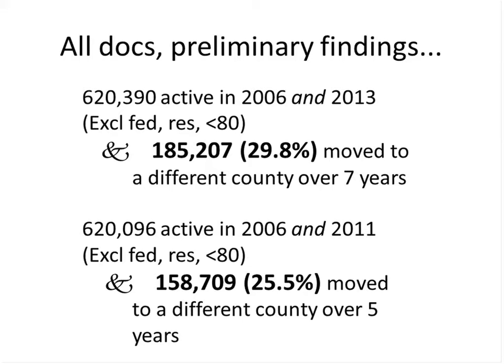Now, this is the summary of findings on movement overall. In the years 2006 to 2013, we looked at 620,390 active physicians, that is, they're listed as active in the file, and we excluded federal physicians, those with federal employment. We excluded residents, although we examined them separately for their movement for other reasons. And we also excluded anybody who was 80 years old or over. That's an arbitrary number. It doesn't necessarily mean that everybody retires at that time, but we did, and I would say that the people between 70 and 80 are perhaps problematic in this, but that's not that many.